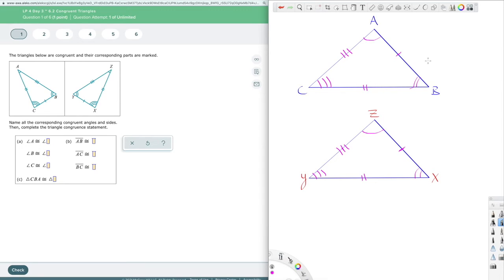So this is the basic idea of the markings. Yes, we do need to pay attention to those. We do want to understand those, because when we're saying which angles are congruent to each other or which sides, that definitely matters.